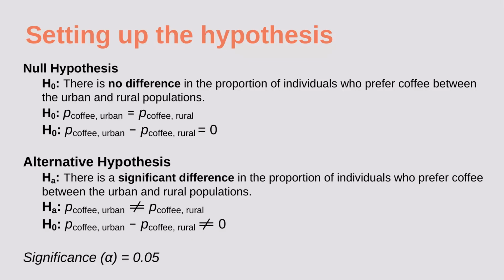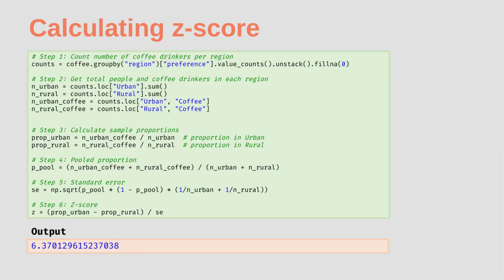We have set our significance level or alpha to 0.05, meaning we're willing to accept a 5% chance of making a type 1 error. Here's how we compute the z-score. First, we start by counting how many people in each region prefer coffee and store it in the counts variable. Next, we calculate how many total people were surveyed in each region and how many of them specifically chose coffee. This gives us the raw counts we need to move forward.